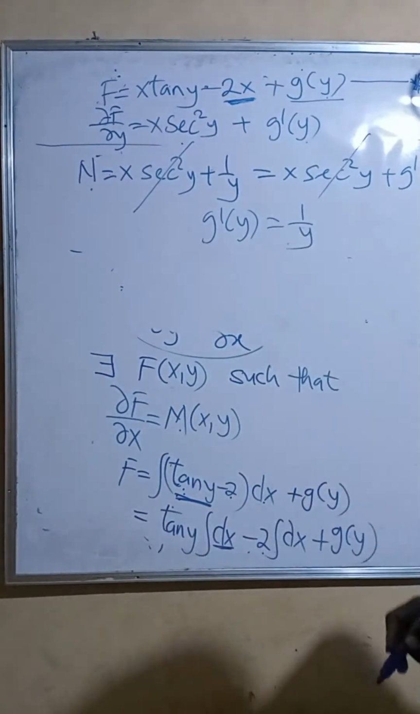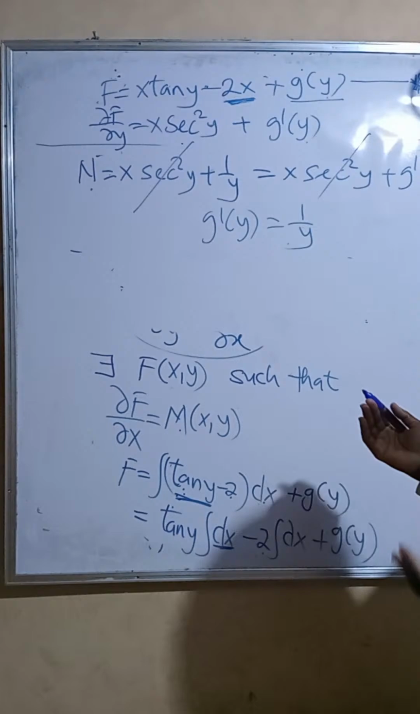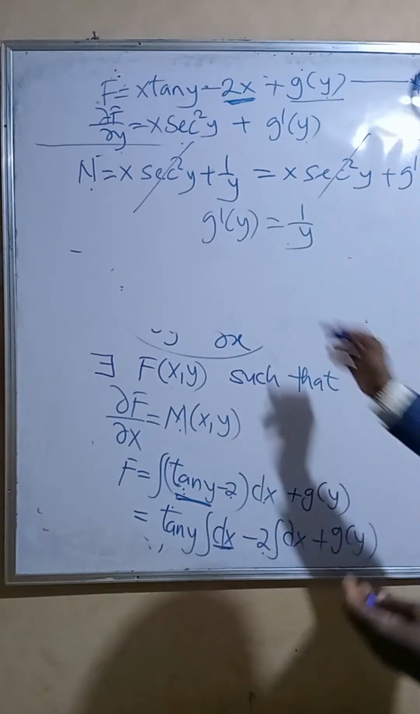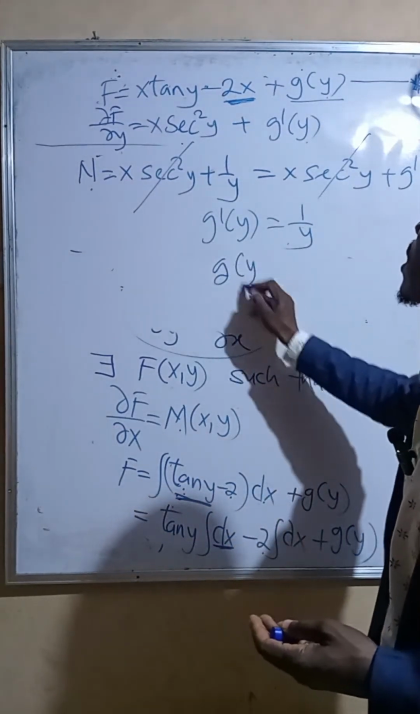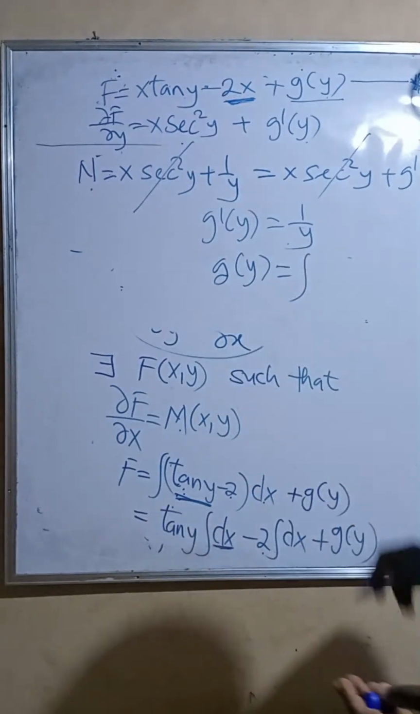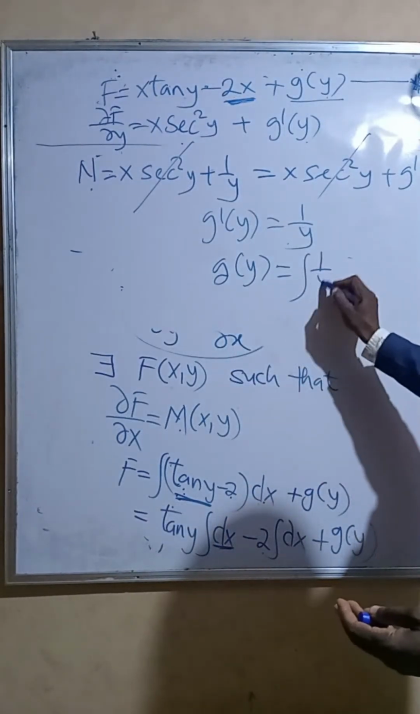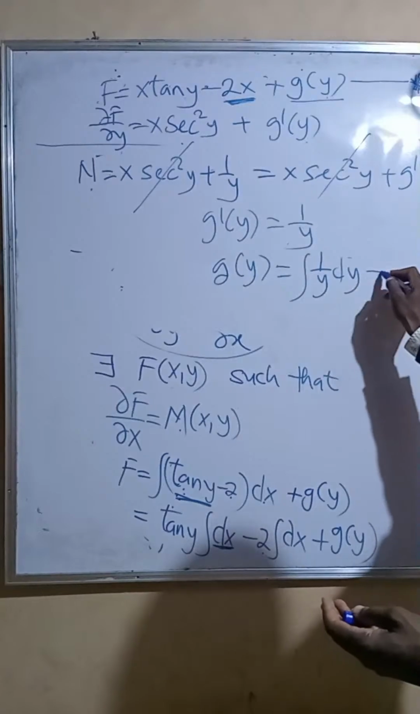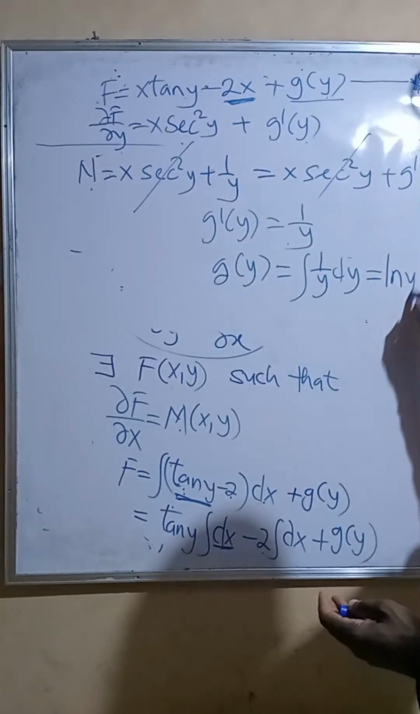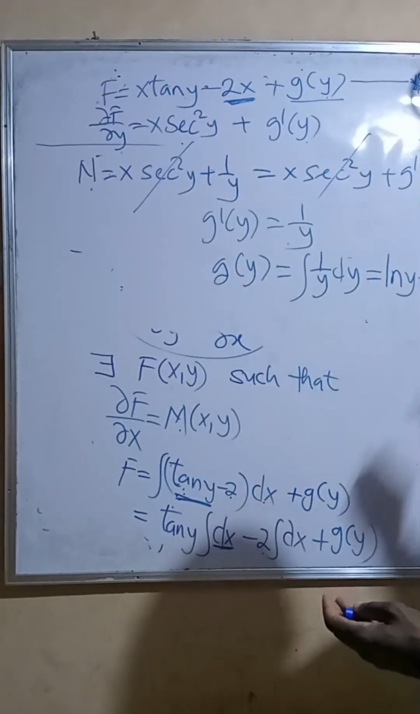1 over y. Then you can integrate both sides. Okay, if you integrate both sides, you're going to have g of y equal to what? Integral of 1 over y dy. And that is what? Natural logarithm of y plus c1.